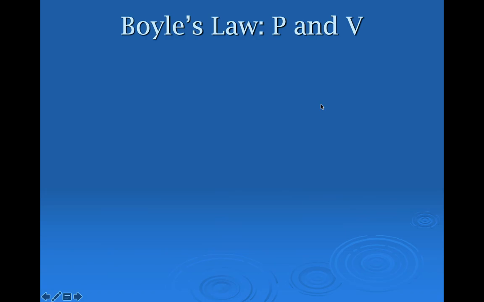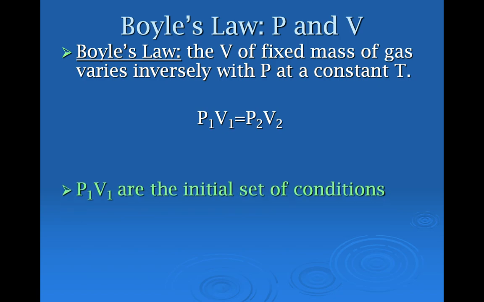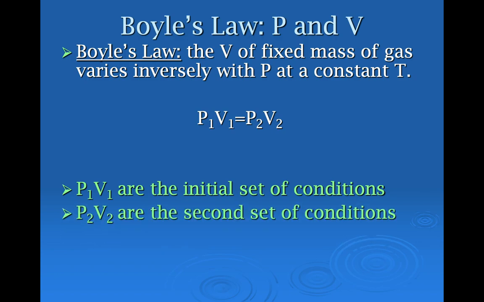So what's the algebra behind that? What is the equation for Boyle's law? Here it is. Here are the variables: P1 times V1 equals P2 times V2. So what does this mean? P1 V1 is the initial set of conditions, so that first container in the previous picture, and P2 V2 are the second set of conditions.